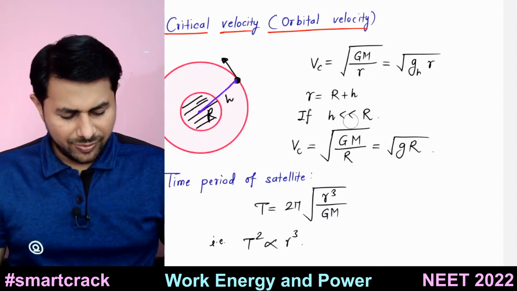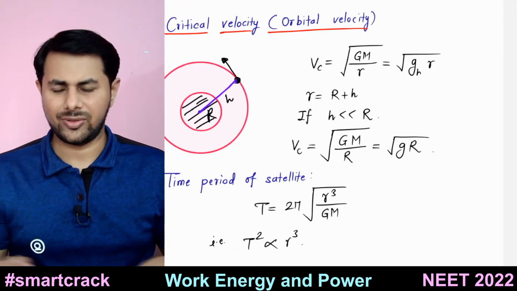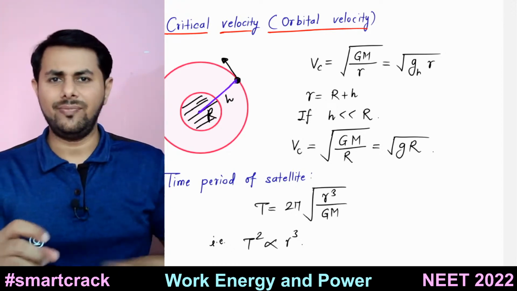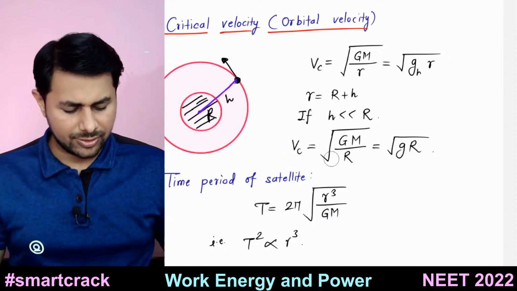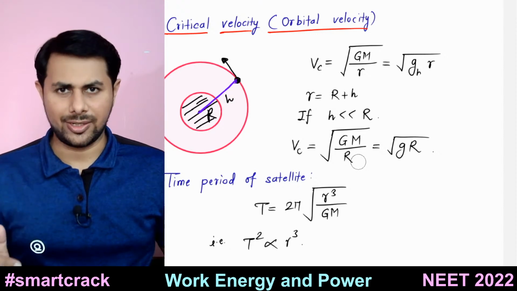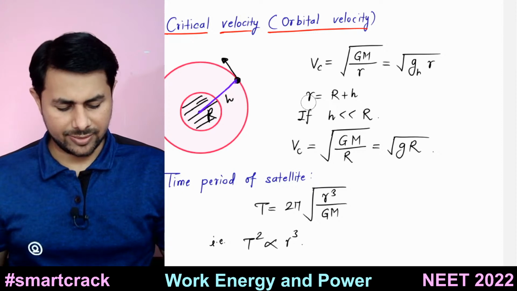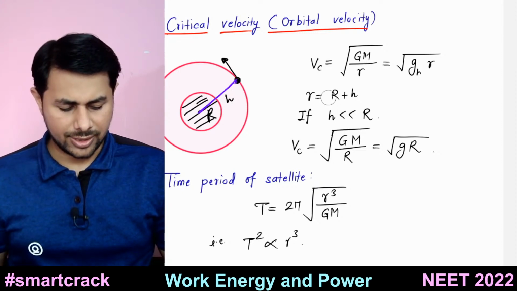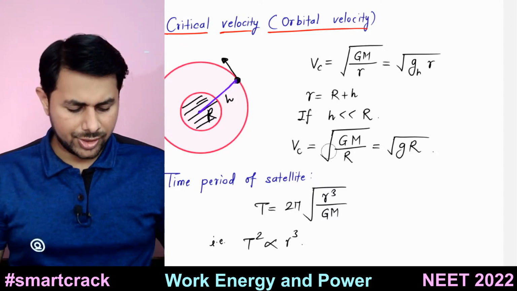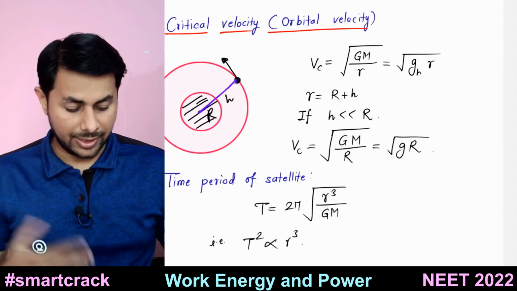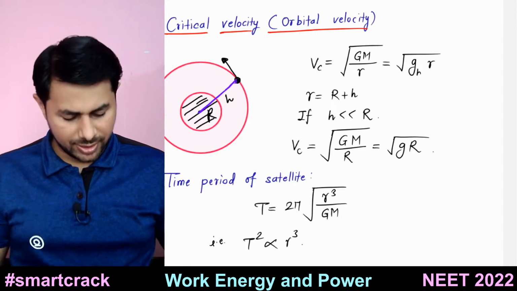Then if h is very small compared to R, let's say about 100 kilometers or something, if a satellite is revolving from that height, then we can neglect the height and just write vc equals square root of GM divided by capital R. We can neglect this h and substitute r equal to capital R. So it will change our formula to square root of GM over capital R, and also square root of g times capital R. Okay, so this is the critical velocity.